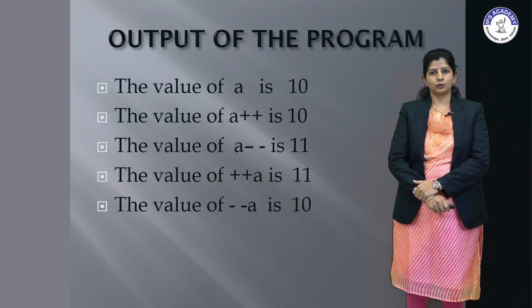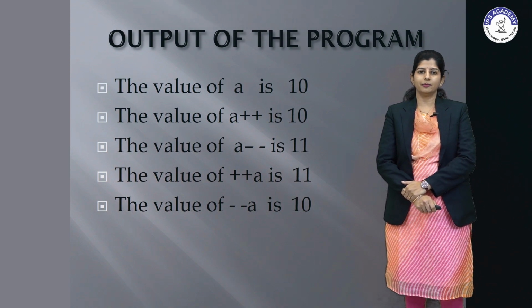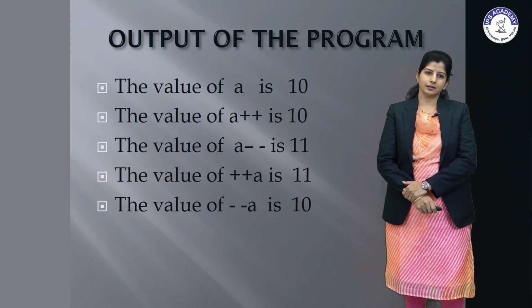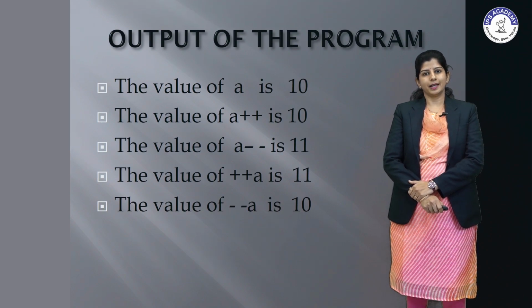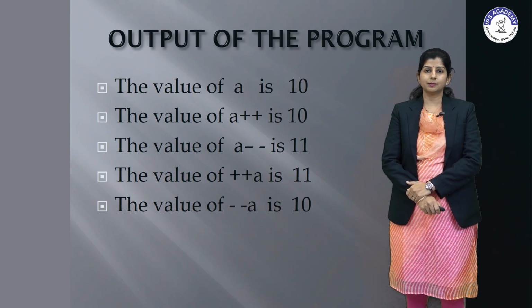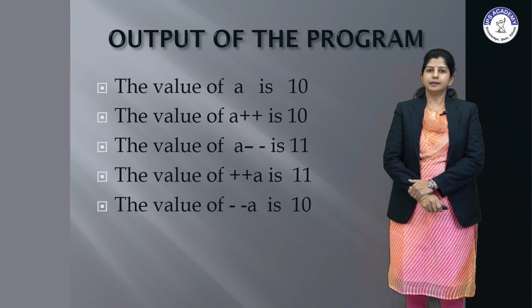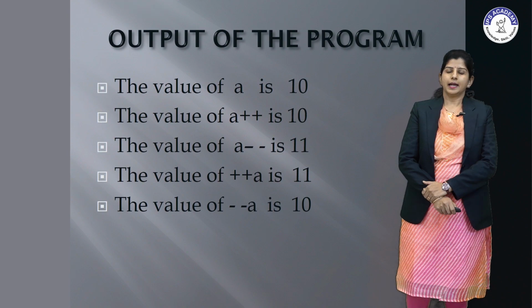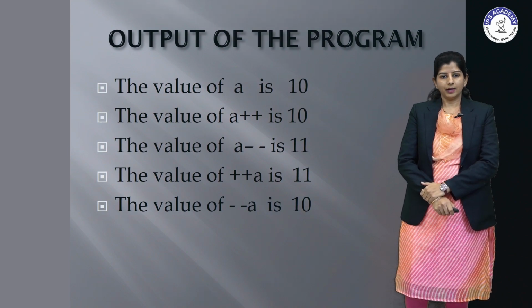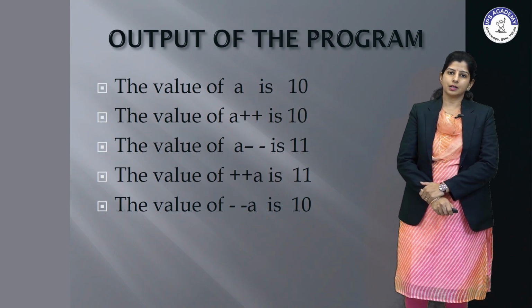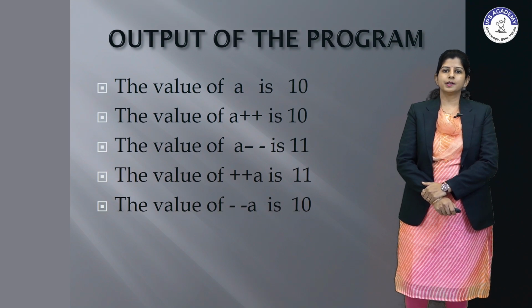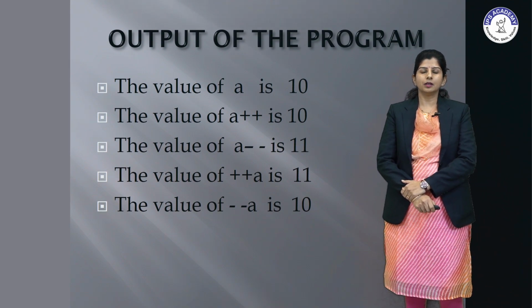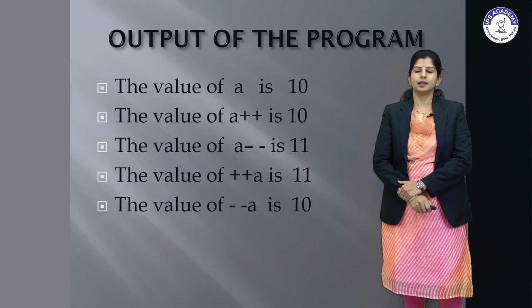First we print the value of A, and the value of A is 10. Then when I use A plus plus, that is postfix, in this case it prints the value of A and after that it increases it. Next line I print the value of postfix decrement. Same here: first it prints and then it decreases by 1, means the answer is 11.